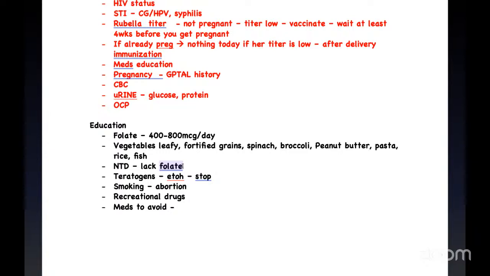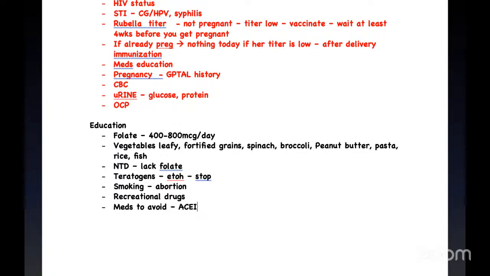Which medications should you avoid in pregnancy? What do you think? I'll tell you, ACE inhibitors lead to renal agenesis. Basically, your kidney doesn't develop well. So ACE inhibitors, you know them. I don't have to mention them. The pearl: enalapril, lisinopril, right? So they should avoid these medications as much as possible.